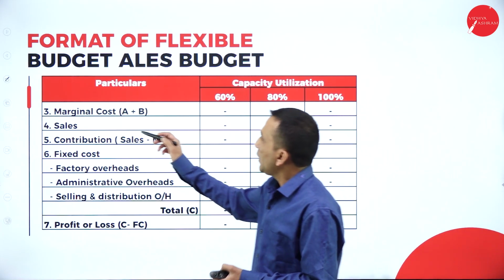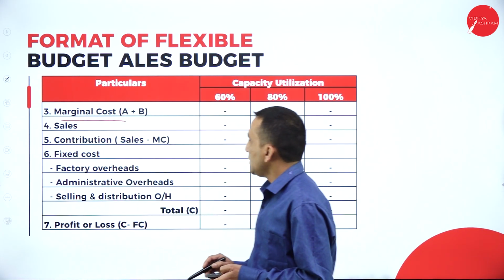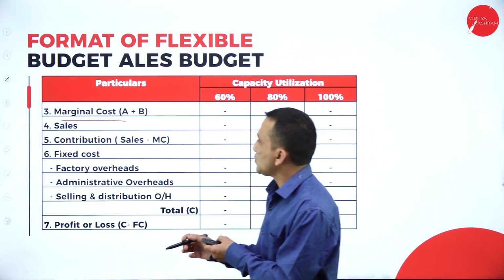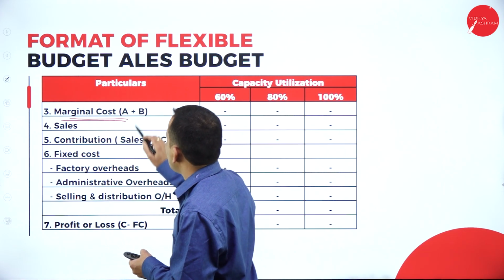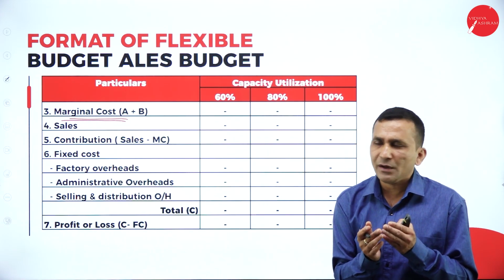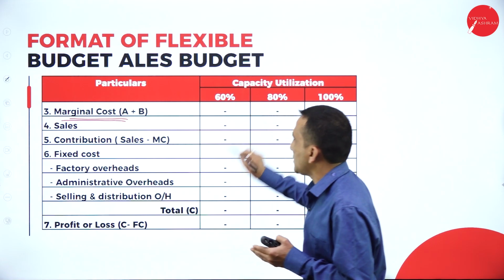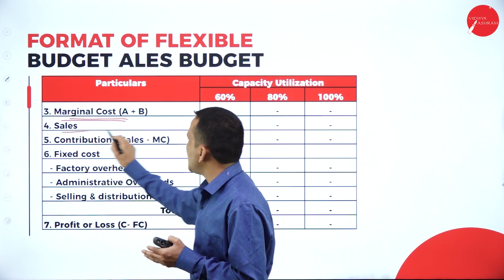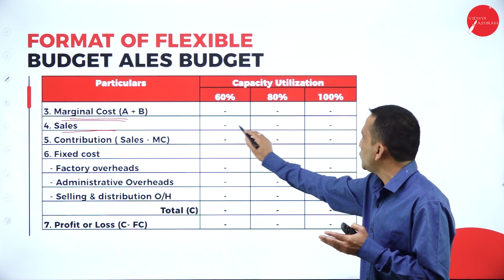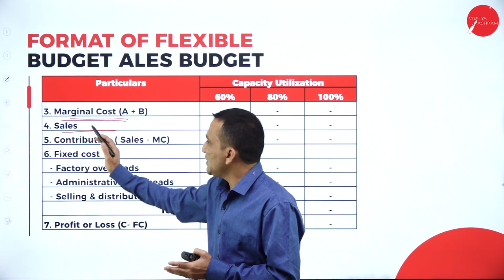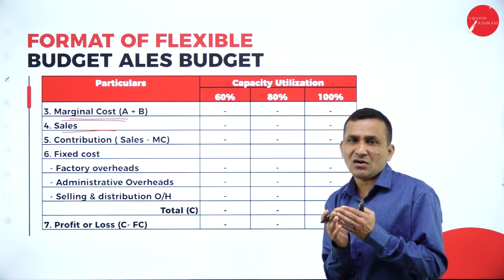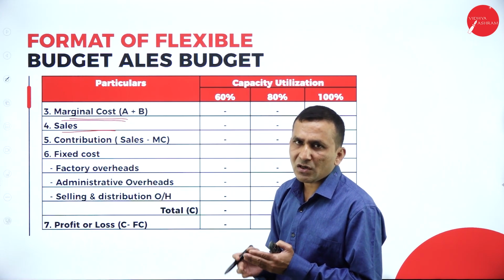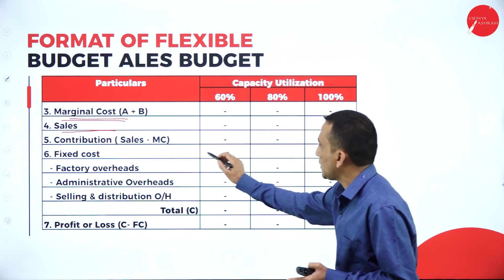So moving to the next one, the marginal cost statement here. Under fixed, we have written the variable. Moving to the next one, the marginal cost: if you add prime cost plus variable cost, obviously we will get the marginal cost. Again we are writing according to the percentage capacity. And the next one, sales value, if it is given in the question, we need to write here. Next, from the sales, if you subtract the marginal cost, which is nothing but variable cost, sales minus marginal cost, or sales minus variable cost, you will get the contribution.